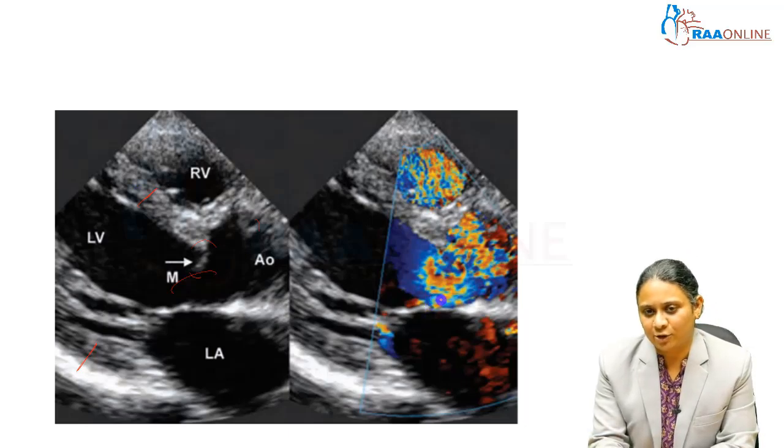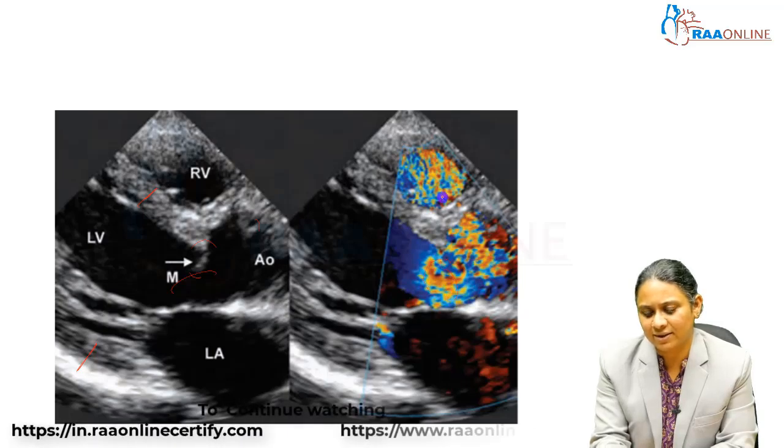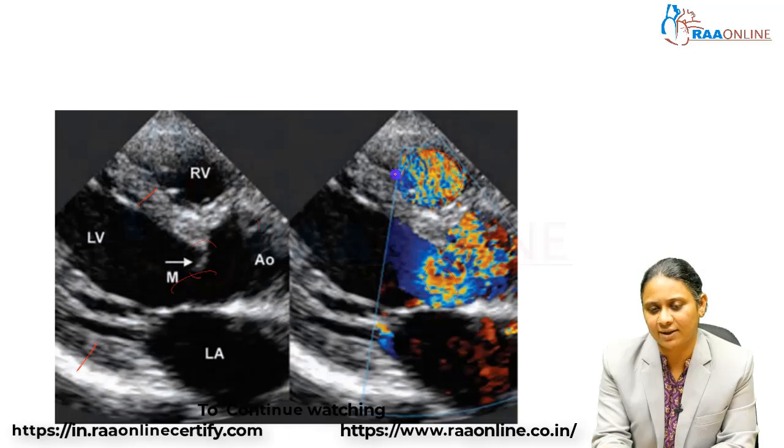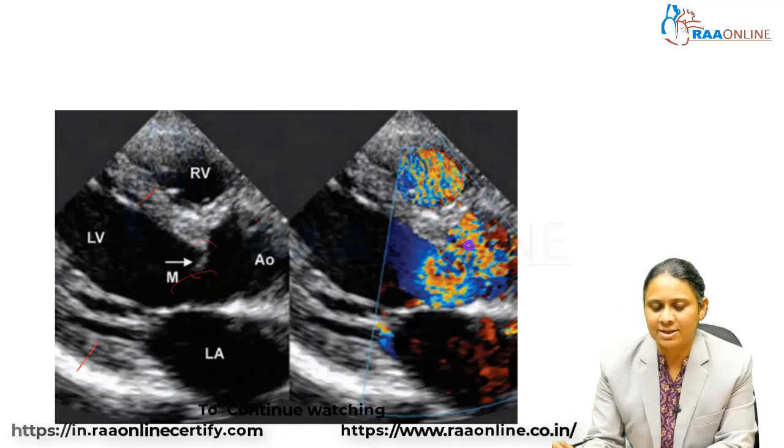Color Doppler is showing a turbulent flow starting well before the aortic valve, and there is turbulence seen even in the right ventricle, meaning there is communication between RV and LV. So in this case, there must be a VSD.